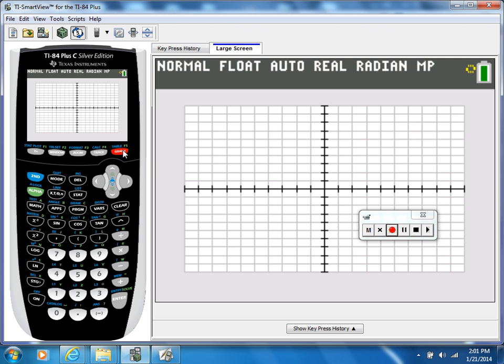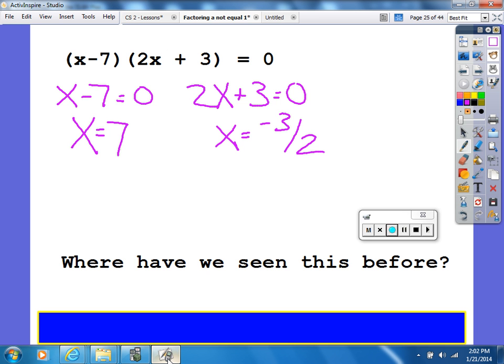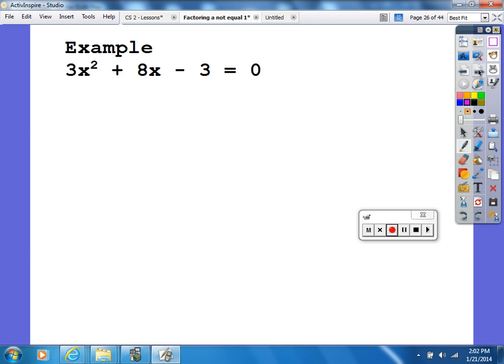Go ahead and hit graph, and I'll give you guys a few seconds to do that. So here, as I'm looking at my graph, I want to see where this crosses the x-axis. And this is at about 1, 2, 3, 4, 5, 6, 7. And doesn't this look like it's at about maybe negative 1.5? Right? That proves we were right. That's a quick way to check my answers, isn't it? Okay. So let's go ahead and try our next problem. Here's our next.